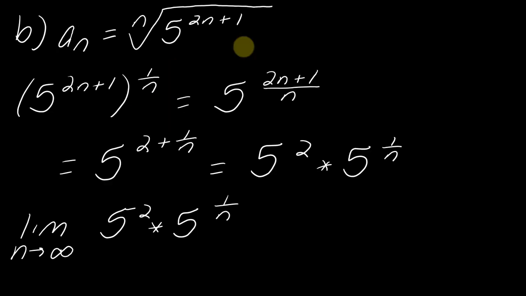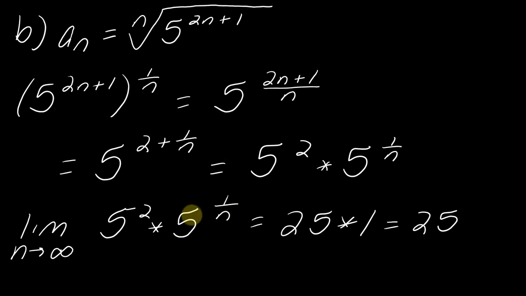So now I've got the limit as n approaches infinity of 5 squared times 5 to the 1 over n. Well, 5 squared is just going to be 25, right? But then this limit here, 5 to the 1 over n, that equals 1. So I've got 25 times 1, and that'll equal 25. Okay, so let's take a look at another one now.